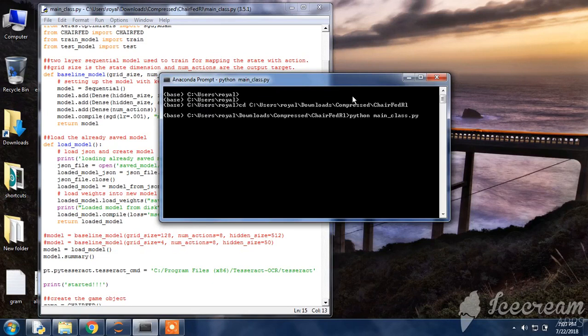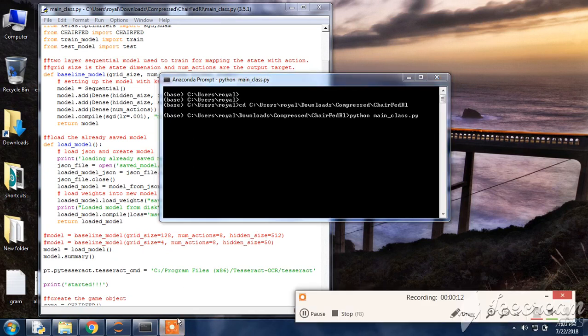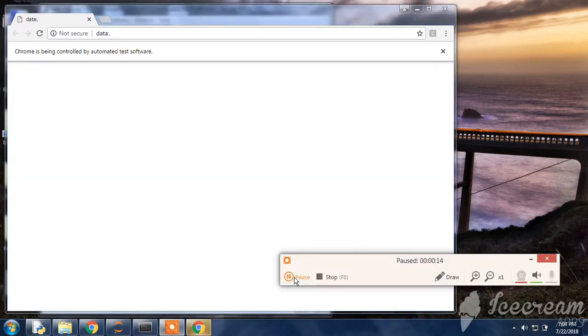Hello all, here I'll demonstrate this RL agent that is developed to learn the game called Chair the Fed, which is about financial decision making developed by the Bank of California. We are using Selenium for automation and Tesseract for getting the game positions.